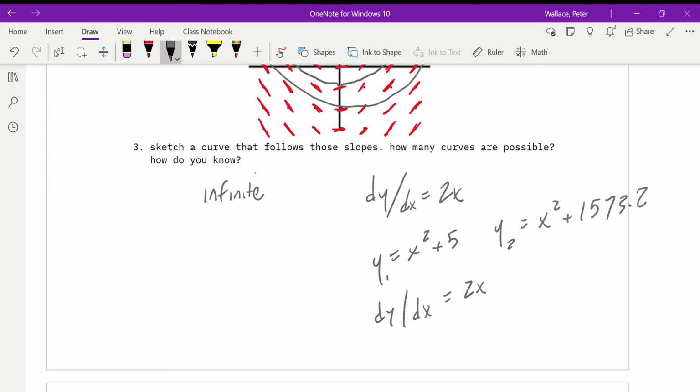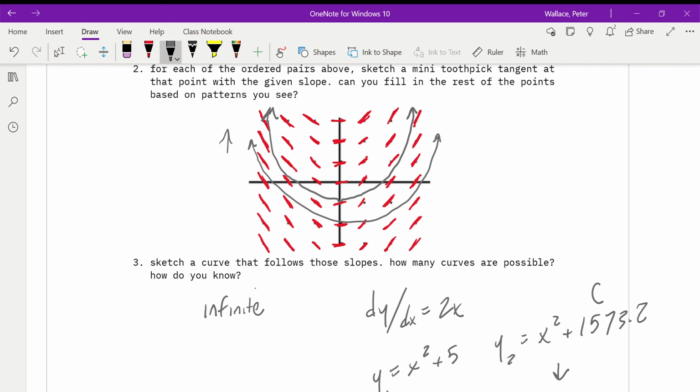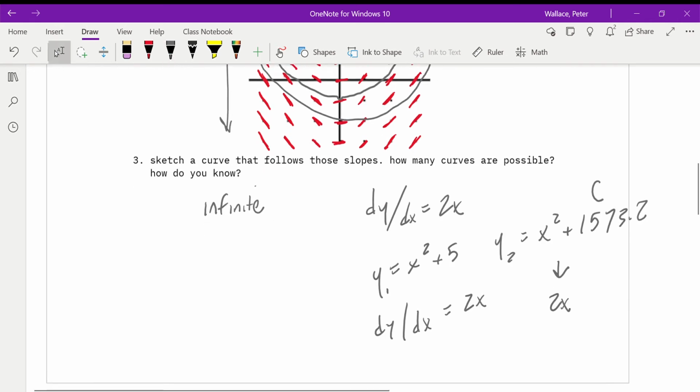1573.2. Surprise, surprise, 2x. So we've got this plus c here, and we can move up and down in this direction, and we're still obeying this slope field. So we've got this whole family of functions, y1, y2, all into infinity, that satisfy this slope field. So the slope field can help us visualize what our family of functions will look like.